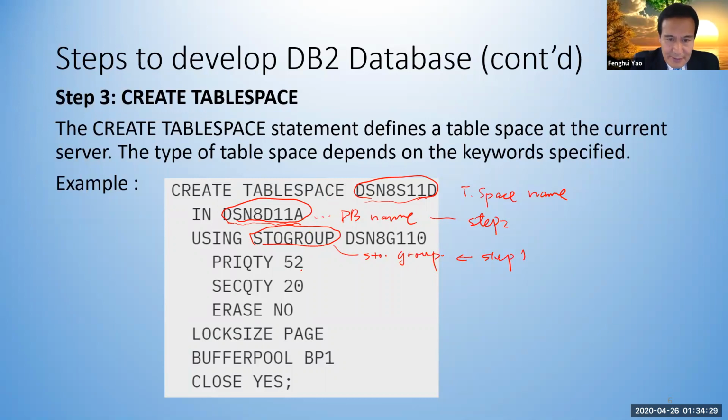Primary is 50, and the unit is kilobyte. Secondary is also in KB. And then what does erase mean? Okay, data set needn't be erased. ERASE equal to NO means the data set needn't be erased before it is deleted.